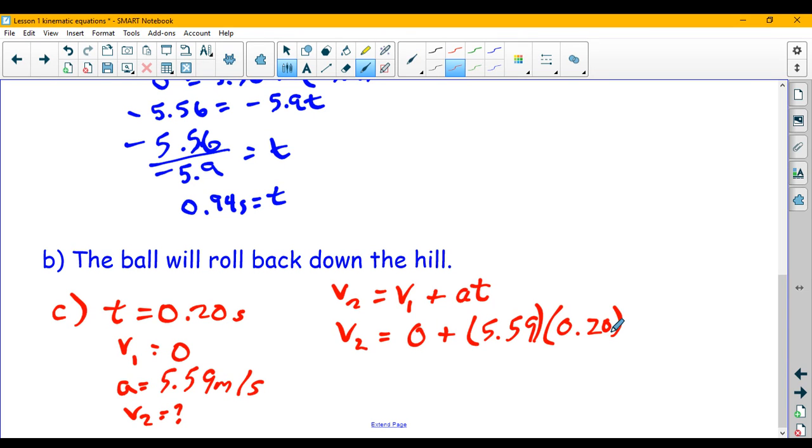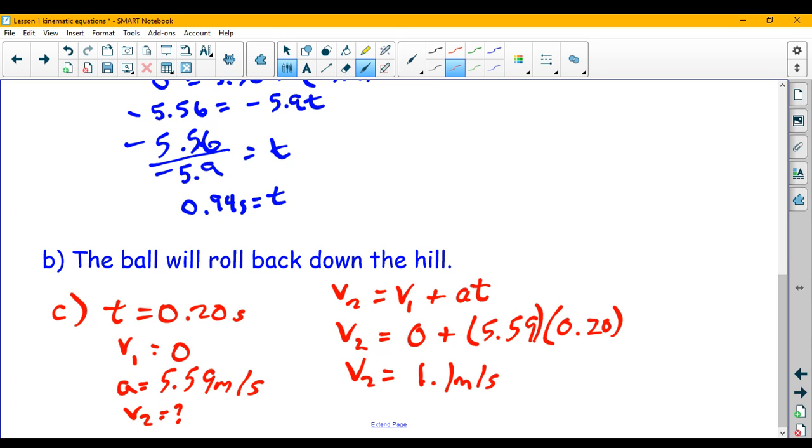We decided because of the 0.2, it only has 2 sig figs. This has 3. This is infinite, but time is only 2. So that means I can only have 2 in my answer. So I will end up with 1.1 meters per second. Okay, so I have all my answers.